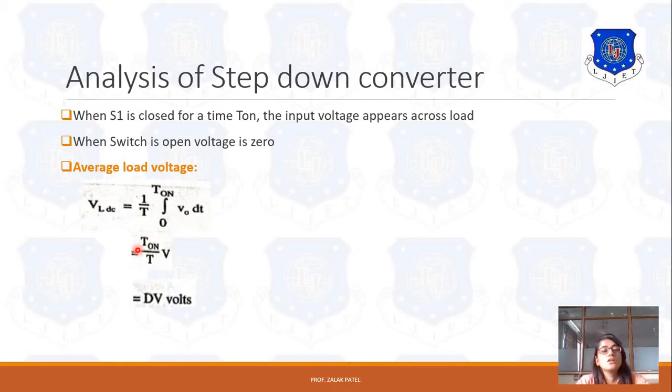Now the on time divided by the total time gives us the duty cycle, meaning T on divided by T on plus T off. T on and T off together make the total time T, and that's why T on upon T is nothing but the duty cycle, which we denote by D. So VLDC is equal to D into V volt.